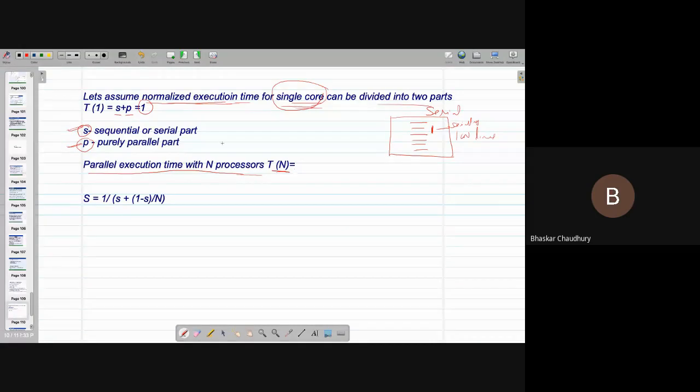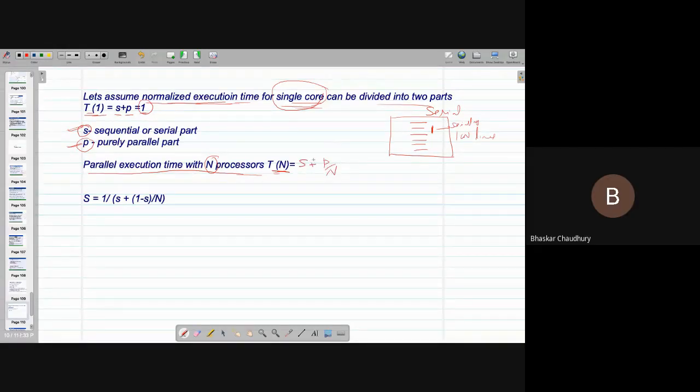Can someone tell me? So this is T1. T1 is S plus P is equal to 1. Now I am asking a question. What will be the parallel execution time with n processors? S plus P by n. Perfect. S plus P by n.